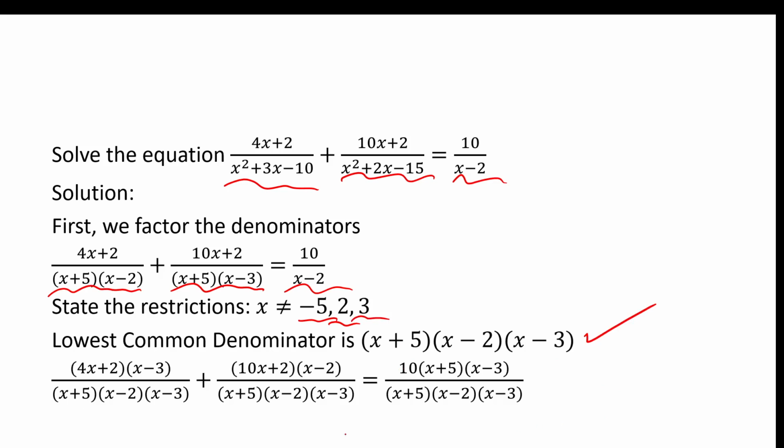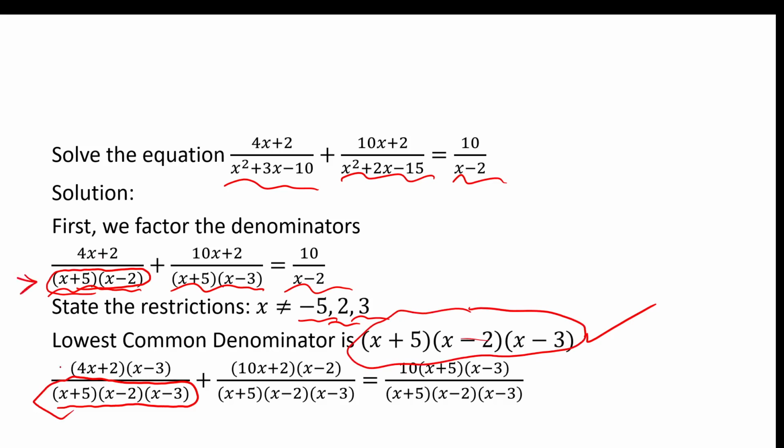Okay. Now, we then have this (x plus 5) over (x minus 2), and it became (x plus 5)(x minus 2)(x minus 3), because we just said that's our lowest common denominator. So ask yourself, what did I multiply (x plus 5)(x minus 2) by to get (x plus 5)(x minus 2)(x minus 3)? The answer is I multiplied by x minus 3. So multiply the numerator of 4x plus 2 by the exact same thing. And that's what we've done.